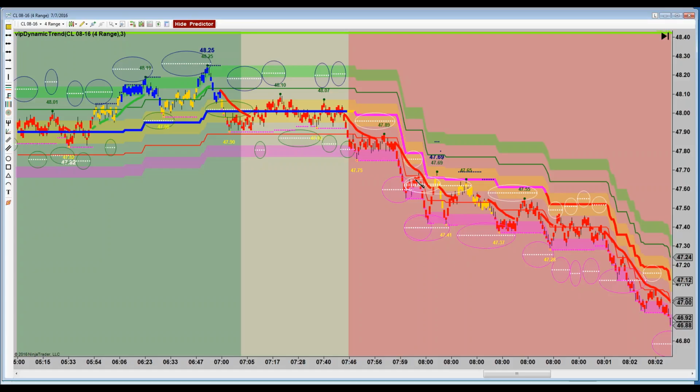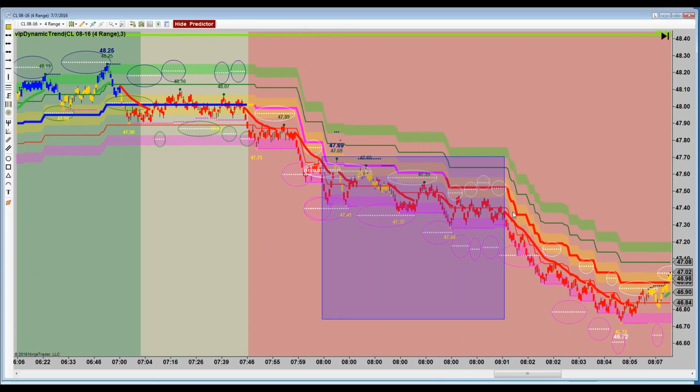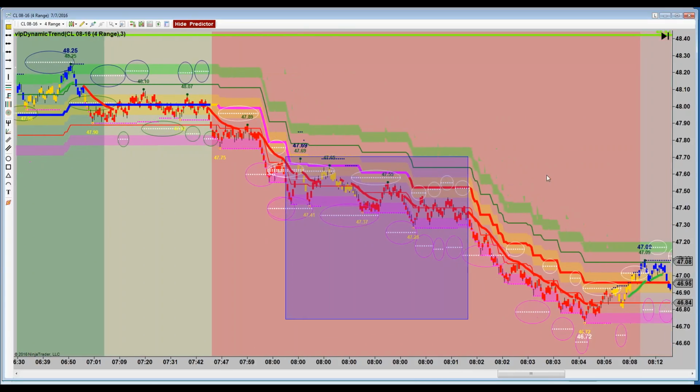Here's 8 o'clock right here. Here's 8:01. So in the first minute of the news, all these bars shotgunned. Boom, boom, boom. There's probably 60 bars in here, right? Shotgunning all over the place. Here's 8:02. Five minutes later, it pulls up, and what do we get up here?